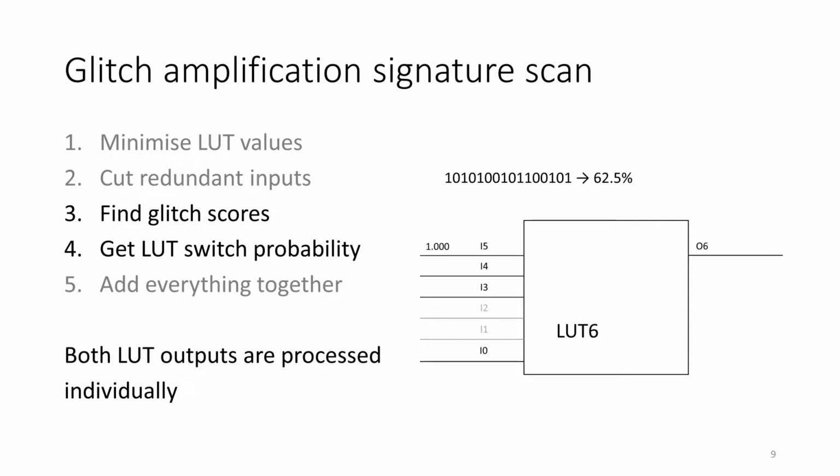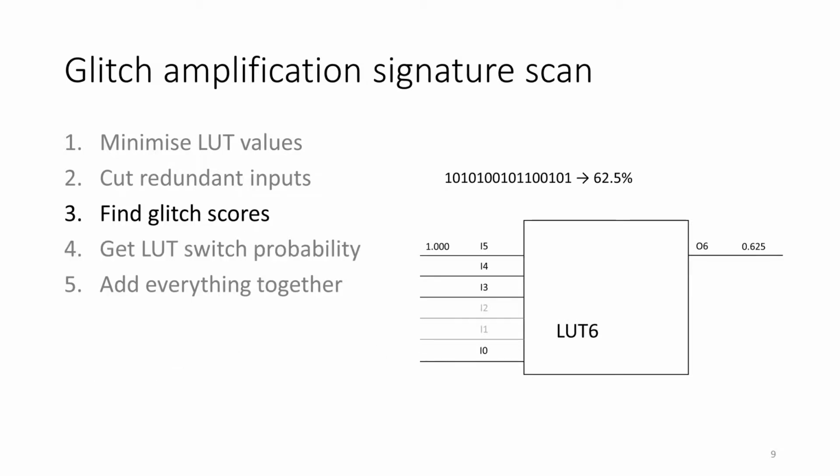If the 05 wire was in the netlist as well, it would be processed separately with its own minimized lookup table configuration value. Now we can see that the glitch score on the 06 wire would be 0.625, with one wire going through the lookup table with the initial glitch score of 1. Next, we start looking at the input wire 2, and that wire's glitch propagation increments the glitch score of the 06 wire as seen on the slides.